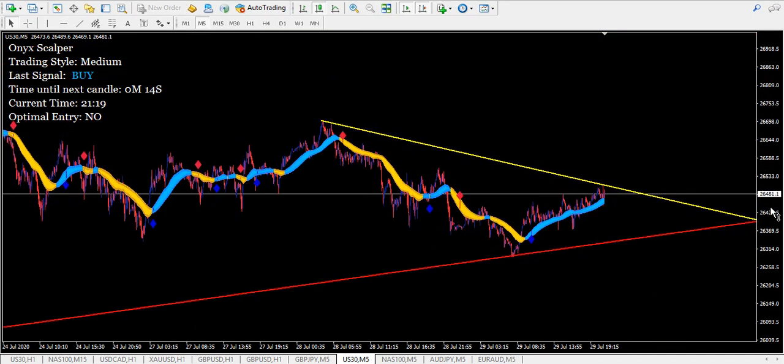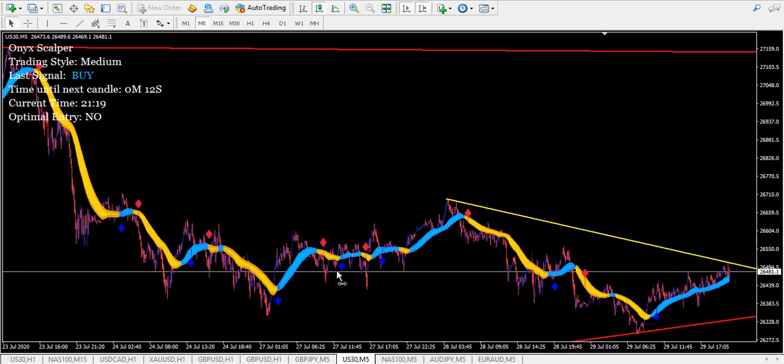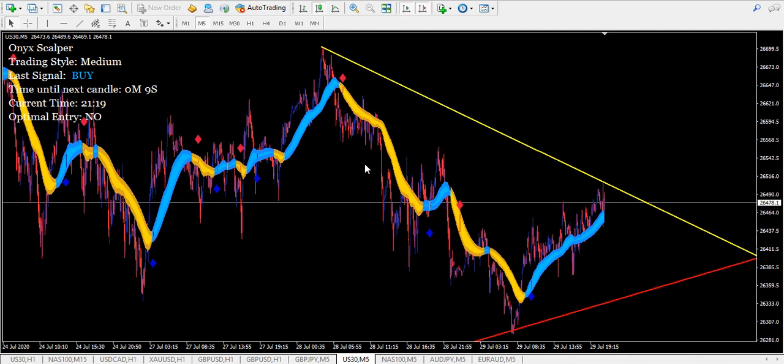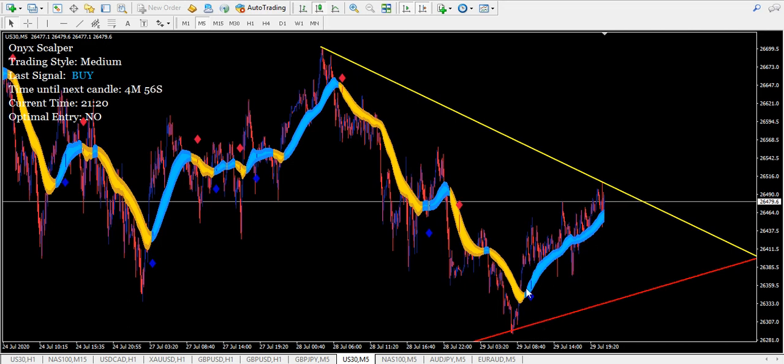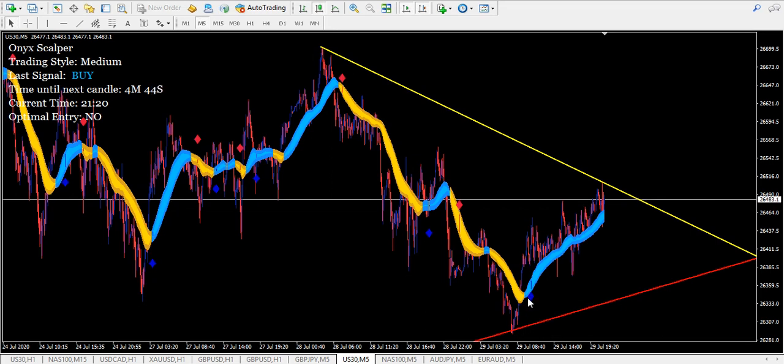But anyways, this is the Onyx scalper, guys. These indicators don't repaint from this company. When it's got a blue band like that, you should be buying, and when it's got a red band like that, you should be selling. Let's say there's a blue band over there and this dot over here. This is an optimal entry. It tells you now is a good time to buy. So when this shows up, you know you're supposed to make some money.